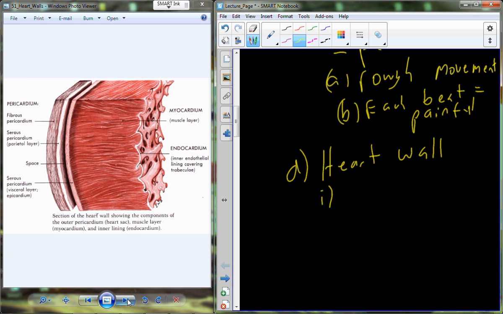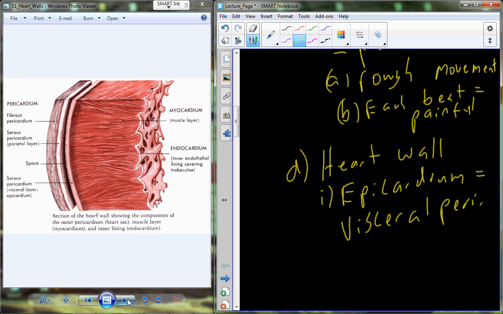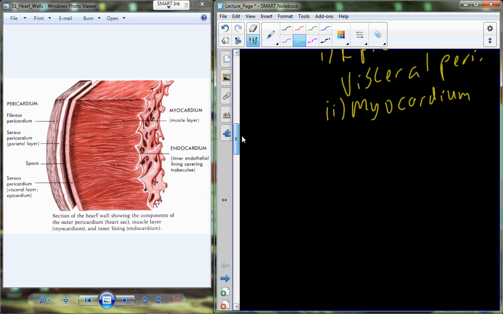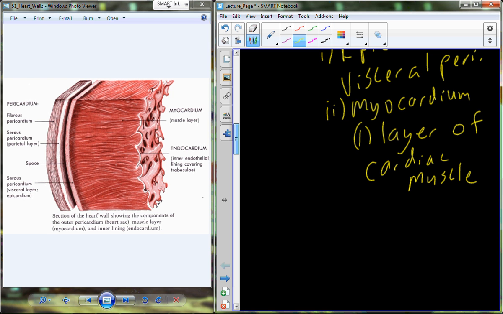On the very external layer is the epicardium, our fibrous tissue that makes up the visceral pericardium. Just below that, the thickest portion is going to be made up of myocardium, primarily of cardiomyocytes. So this is a layer of cardiac muscle, and as you can see in this figure very clearly, this is going to be the thickest layer of tissue within the heart wall.